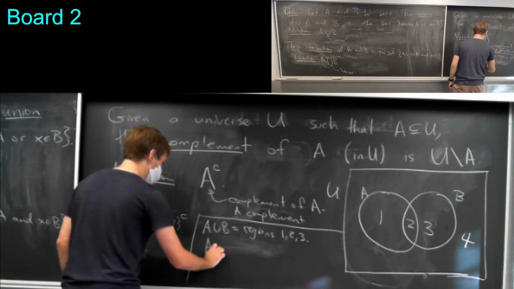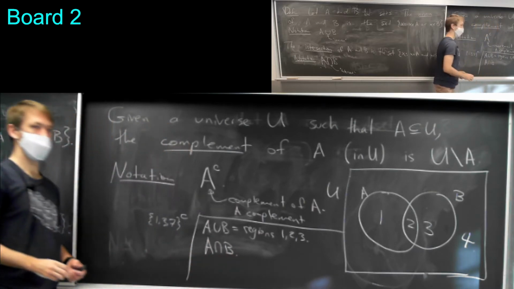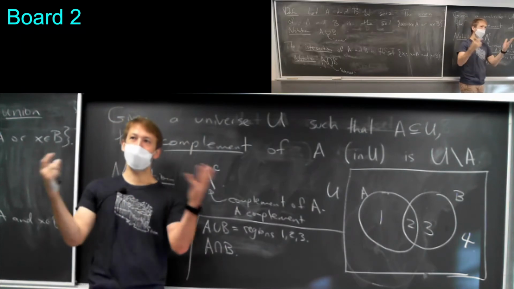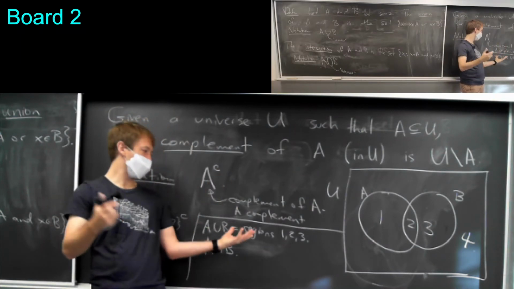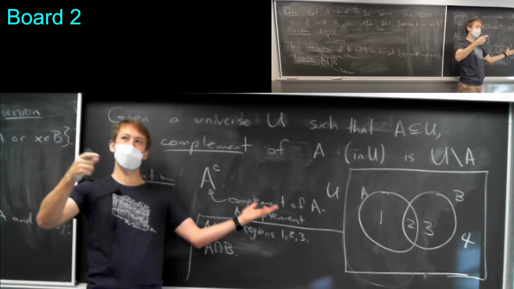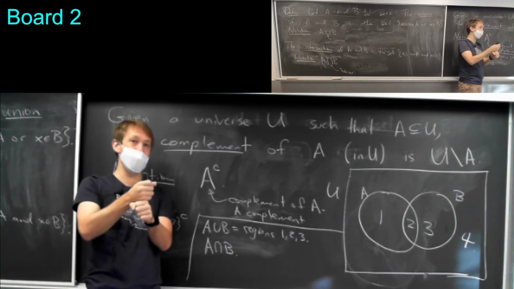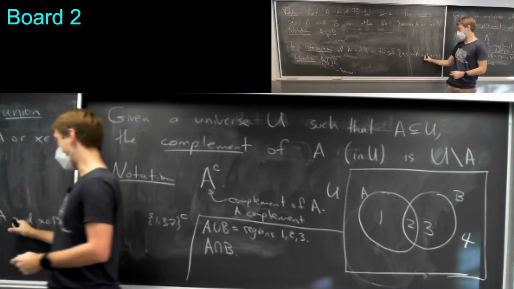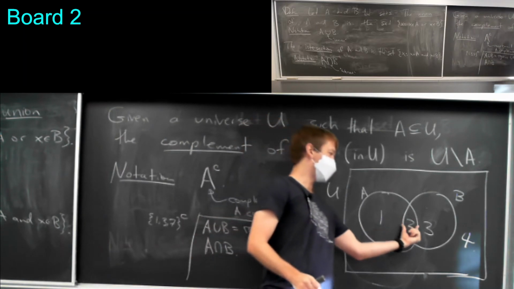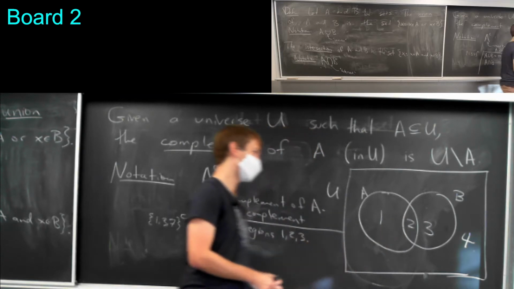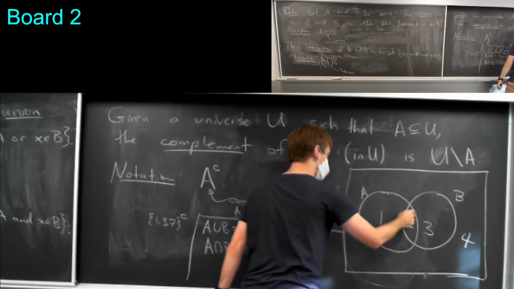How about A intersect B? Yeah, exactly. Unions are very inclusive, right? A union puts together all the things that are in A or B. But an intersection says only the things that are in A and in B, which is just the stuff in region 2. This stuff here is in A but not in B, whereas this stuff is in B but not in A, so it's region 2.